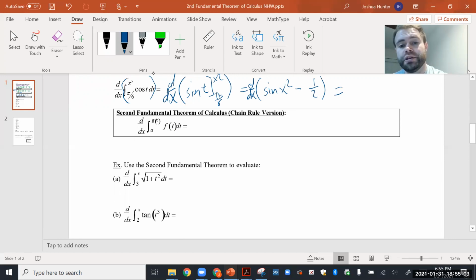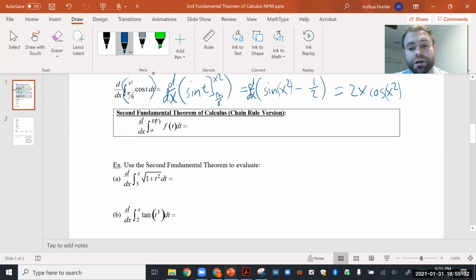When I take the derivative of this, we have to do chain rule here. That x squared is a function inside of sine. So we're going to have to do chain rule when we take the derivative of the sine of x squared. So it'll be cosine of the inside x squared times the derivative of x squared, which is 2x. So we will get 2x cosine of x squared. And then the derivative of the negative 1/2 is 0. So that's what we get there.